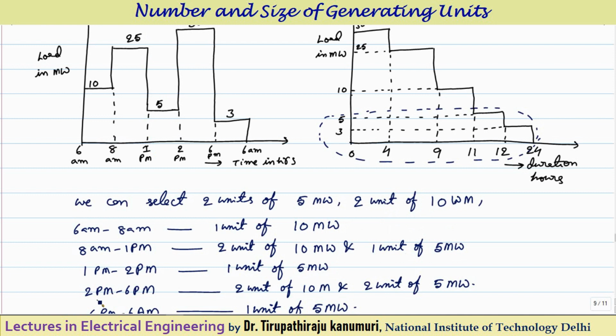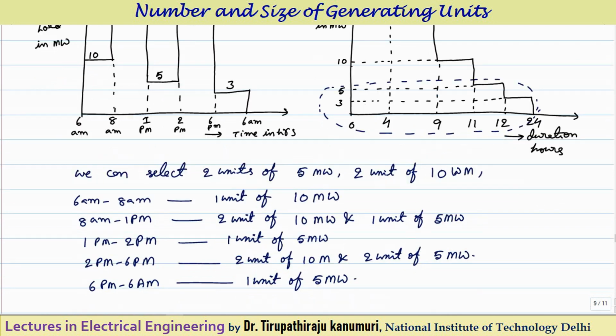Now from 2 pm to 6 pm, how much is the load? A total of 30 megawatt is there. That means all the units will run: 2 units of 10 megawatt and 2 units of 5 megawatt will run for this duration. Now from 6 pm up to 6 am, for these 12 hours, only 1 unit of 5 megawatt will run. So in the remaining places we have fitted it 100%.